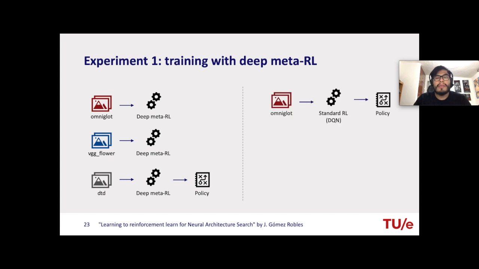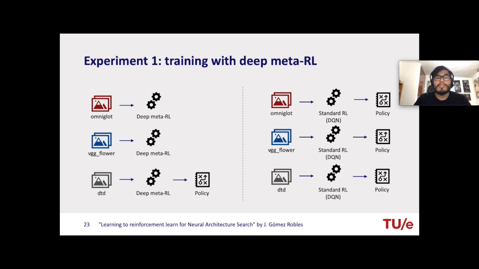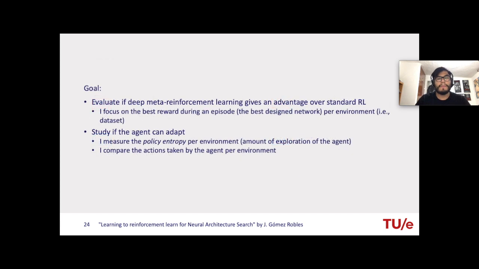We compare our method against a standard reinforcement learning baseline, specifically DQN. For this baseline, we train from scratch per environment because standard RL is not conceived to transfer the policy. The goal of this experiment is to evaluate the advantages of meta RL over the standard one. For this, I study the best reward per episode over time. We also want to see if the agent can adapt to every environment, and thus, I measure the policy entropy per environment, which relates to the exploration of the agent. Also, I compare the actions taken on each environment.